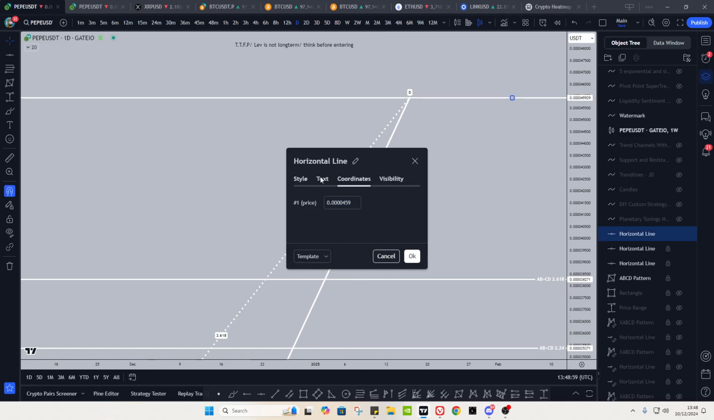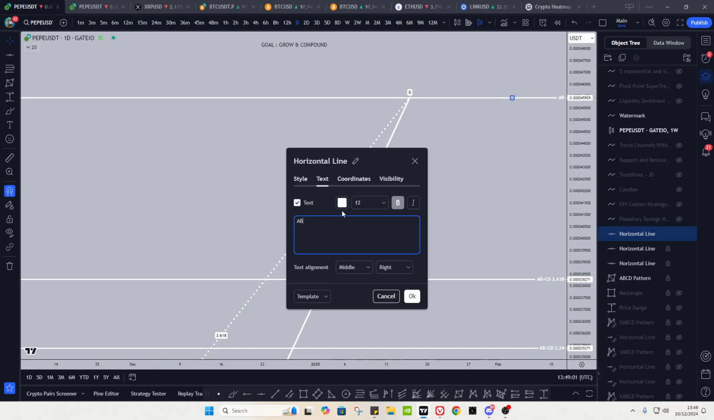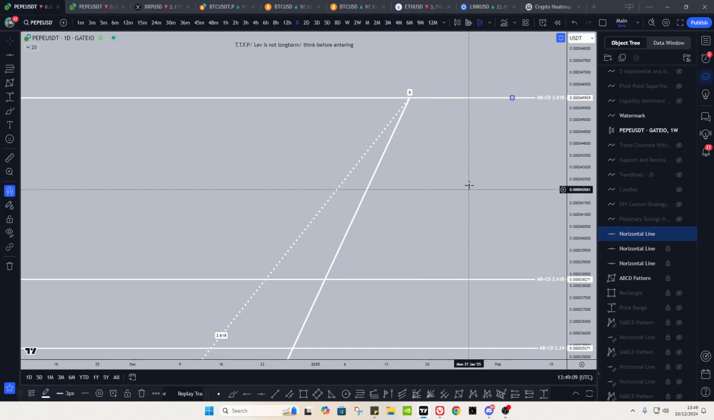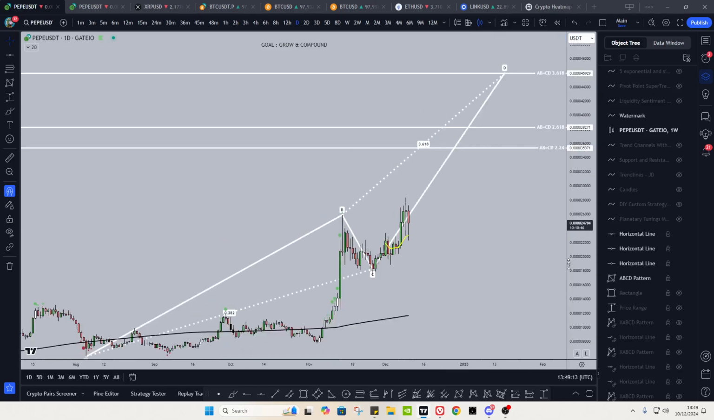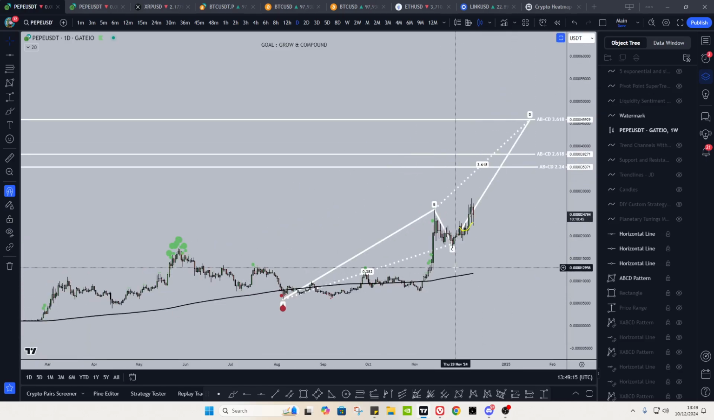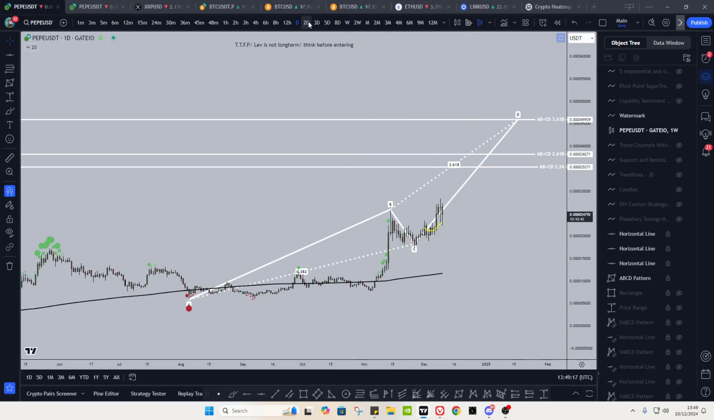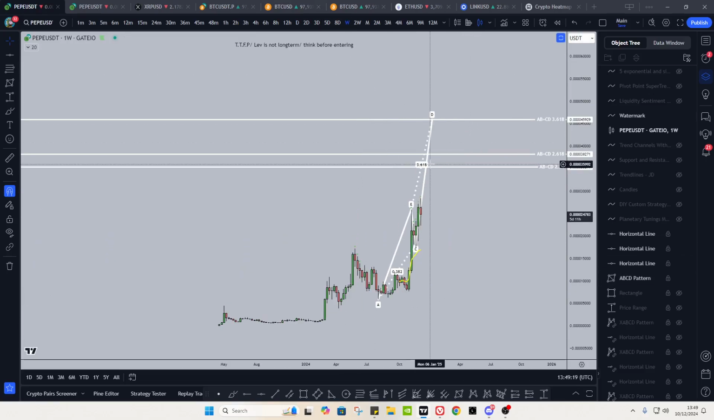Control V text. There's your AB equals CD 3.618. There we go. Perfect. So we have our 3 targets for Pepe. So ultimately on the higher time frame, I think this zone between 35.371 to 38.271 is where I look for Pepe to top out.